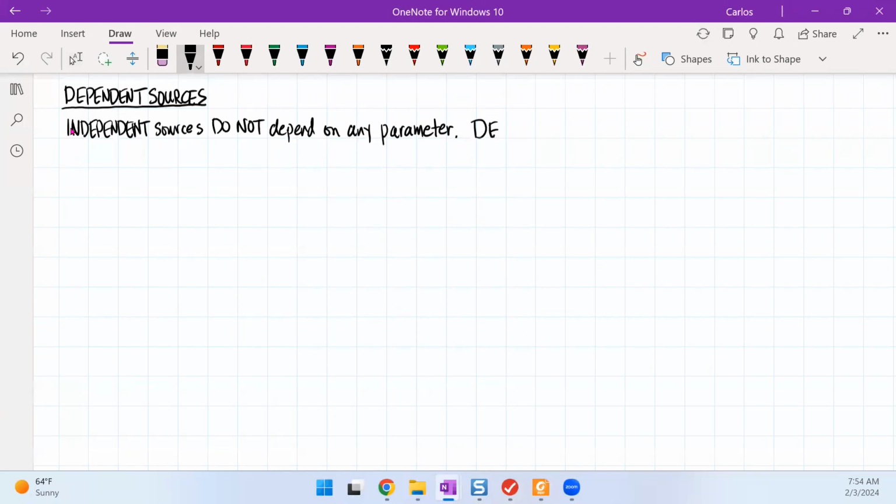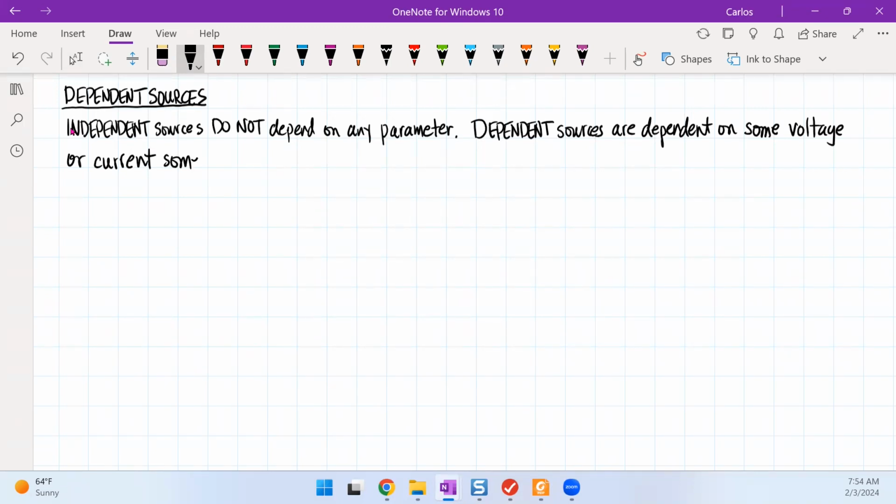On the other hand, dependent sources are dependent on some voltage or current somewhere else in the circuit.